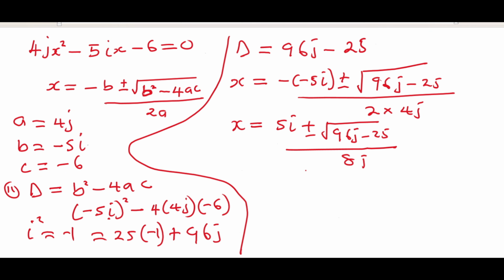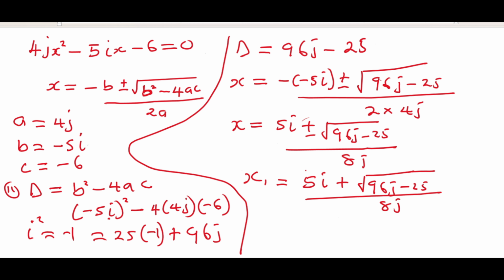Recall that in a quadratic equation you need to have two values. Now by interpreting this plus or minus, the first, x1, will be equal to 5i plus root 96j minus 25 over 8j, while x2 will be equal to 5i minus root 96j minus 25 all over 8j.